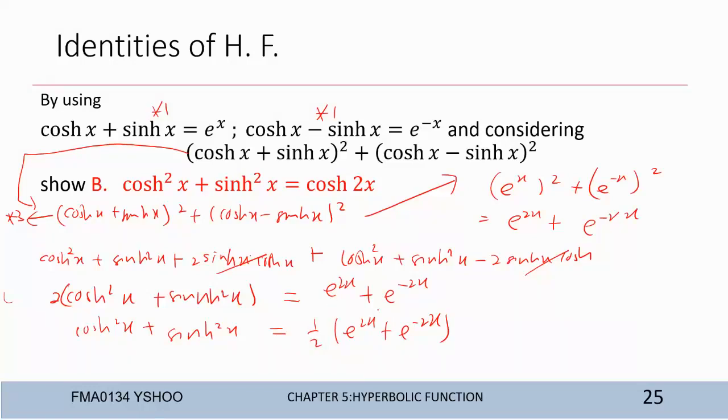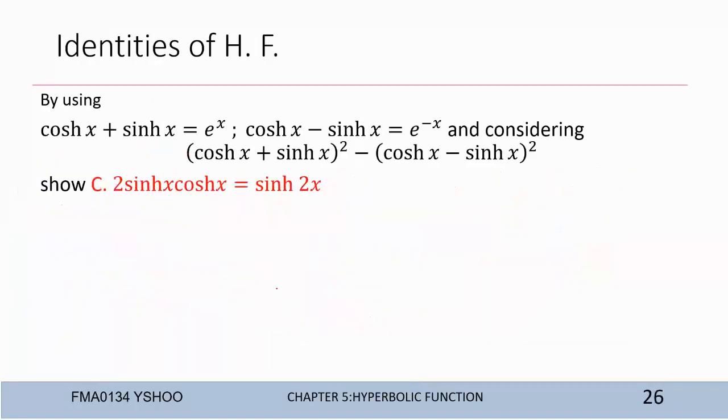So actually what is this? If you replace the 2x with a, that means the right-hand side is your cos a, while my a is 2x, so it is cos 2x. So I have already proven my b. So this is the way you prove that cos squared x plus sine squared x equals cos 2x.